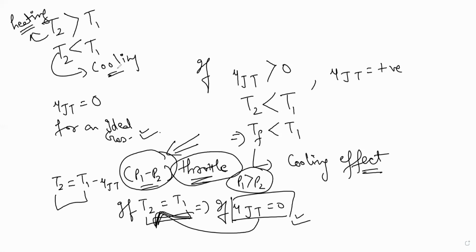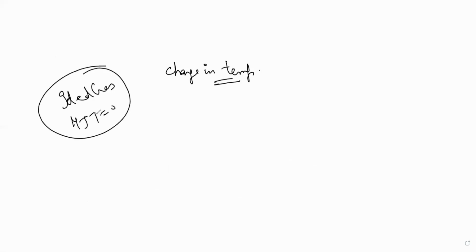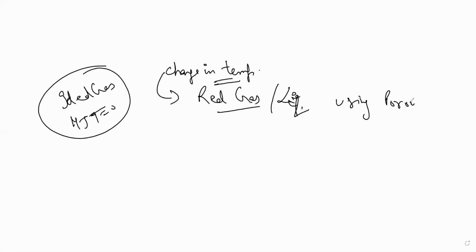So what are the things that we have to remember now for mu Jt? First of all, what are we checking? We are checking change in temperature. For an ideal gas, this is not valid since mu Jt is 0 for an ideal gas. The change in temperature will be calculated for real gases or liquids using a porous plug or throttle or small jet or valve. These are the names that we use for it.